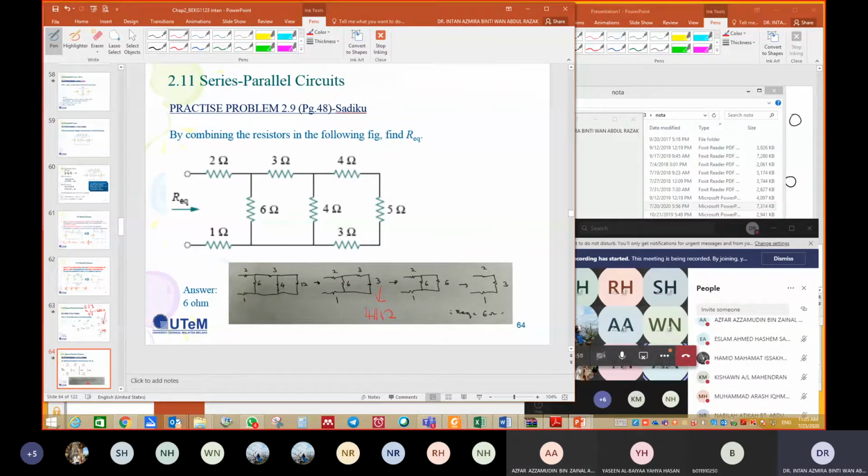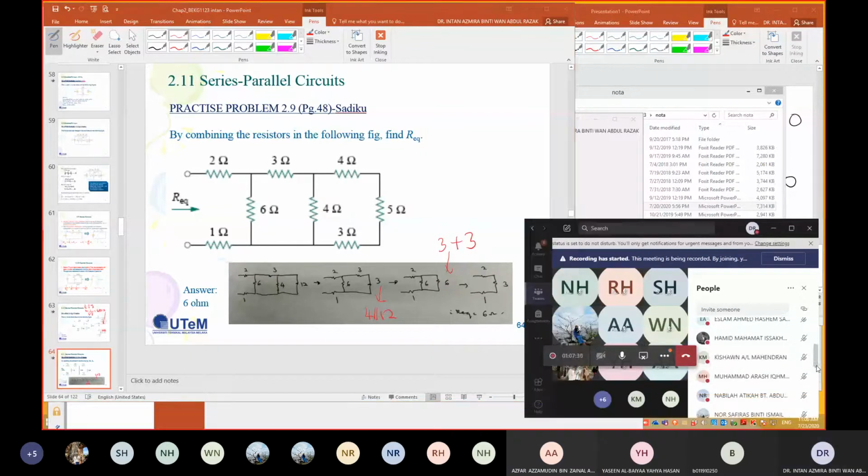Okay, we have 2, 6 here and then 1 and then this 6 is equal to 3 plus 3. 3 in series with 3. This is 3 plus 3. Okay, and then 6 parallel with 6 we get 3. The same number in parallel we get half. 6 parallel with 6 we get 3. Okay, 2 parallel with 2 we get 1.